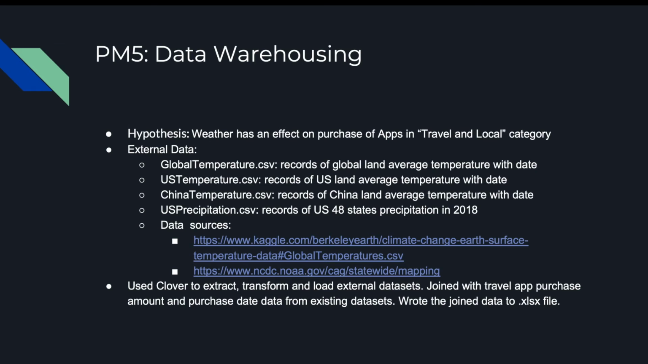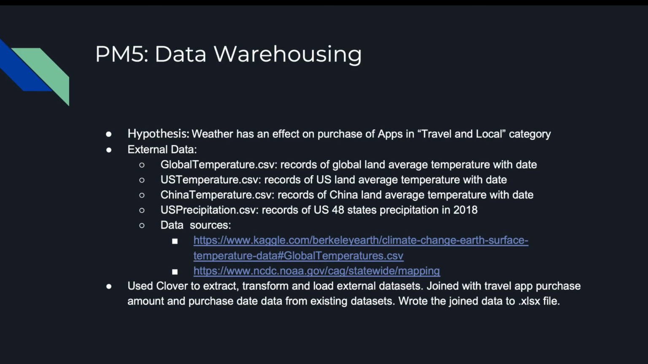Hi, this is Haiqing. Now I'm going to walk you through our milestone 5, data warehousing. In this milestone, we made the hypothesis that weather has an effect on purchase of apps in the travel and local category. We imported several external datasets: the global temperature dataset, which is the records of global land average temperature with date; the US temperature dataset, which is the records of US land average temperature with date; the China temperature dataset, which is the records of China land average temperature with date.